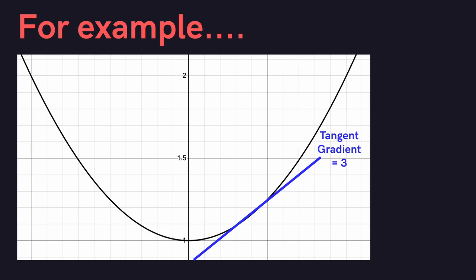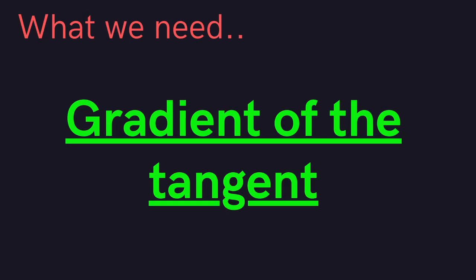Well, a normal is simply just perpendicular to the line in question, which means that if the tangent's gradient is 3, the normal's gradient is therefore negative a third. So great. All we need now is the gradient of the tangent. But hang on. We don't even have that yet, so how do we find it? That's where the derivative comes in.